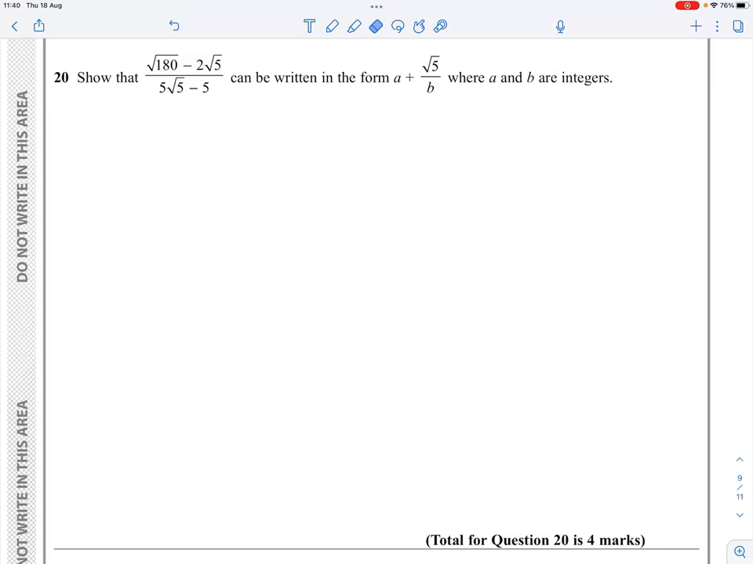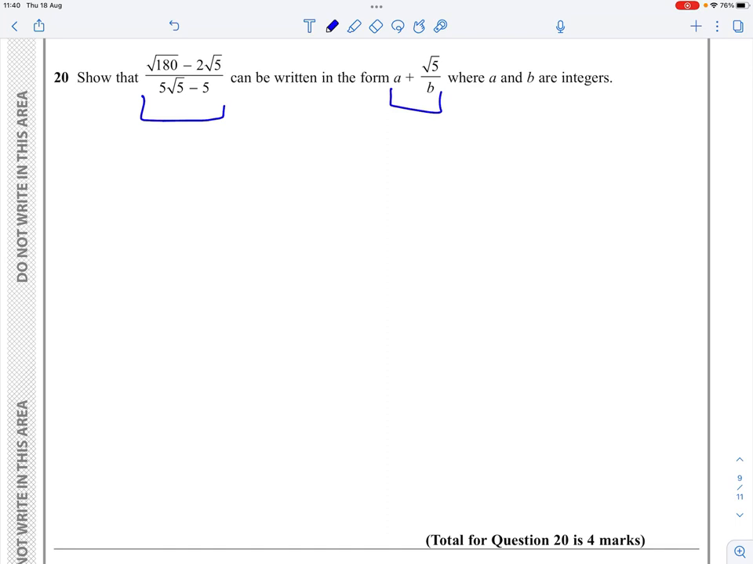Hello guys, another question in front of us from the GCSE Edexcel paper, higher question. So what we need to do is show that this expression can be written in this format.